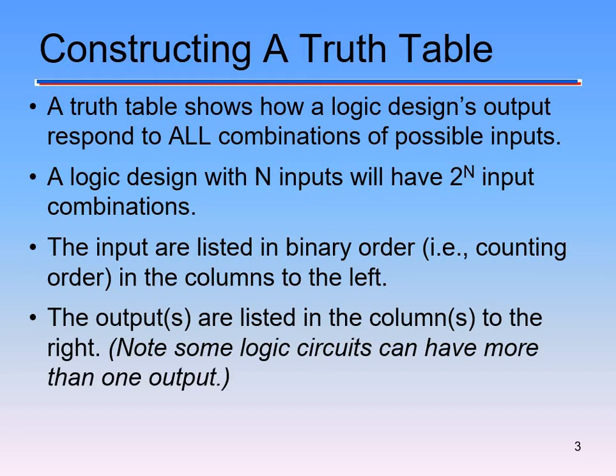So the first, I gave you the 0 through 7, that's in decimal, and then I gave you 0, 0, 0 through 1, 1, 1, that's in binary. So that's what it means that we're counting in binary order. So the inputs will always be in binary order, always starting at 0, okay? The outputs, they're listed in the columns on the far right-hand side, okay? So we'll have our single outputs.